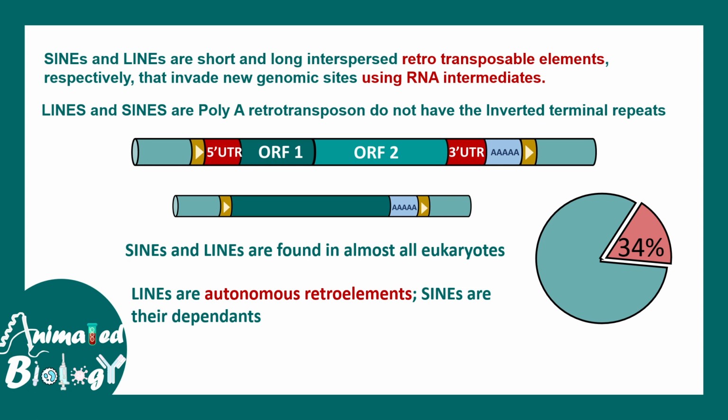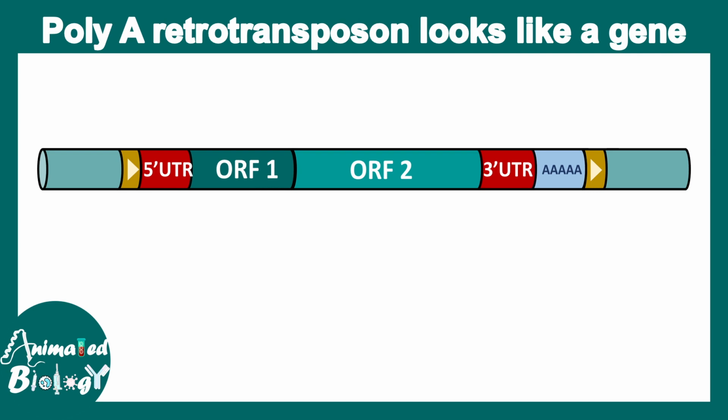LINEs are actually autonomous retrotransposons, whereas SINEs are actually not autonomous. For hopping from one location to another location, SINEs actually need the help of LINEs. And they have a difference in size. LINEs are bigger. Mouse LINEs are actually 6,000 base pairs, whereas human SINEs are only 248 base pairs, smaller.